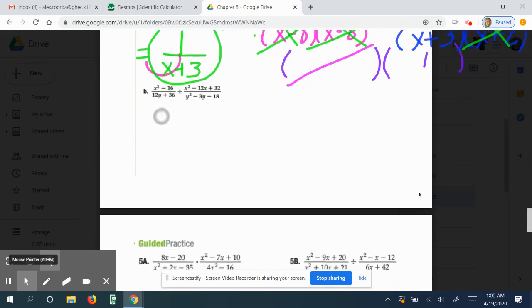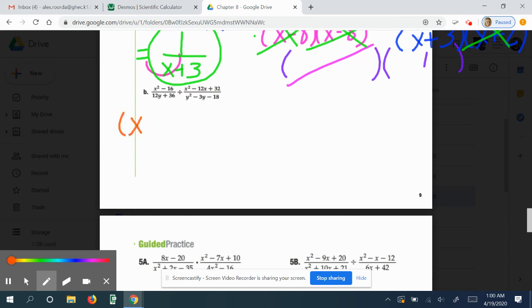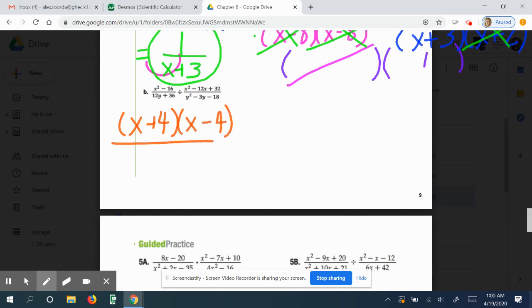Now, let's take a look at letter B. Letter B is very simple, or similar. I shouldn't say simple, but it's similar. And so what I'm going to do is start by factoring x squared minus 16. I know that that's x plus 4 and x minus 4. Again, a difference of squares. Over, and now I see 12y plus 36. Well, I can factor out a 12 out of that, and I get y plus 3.